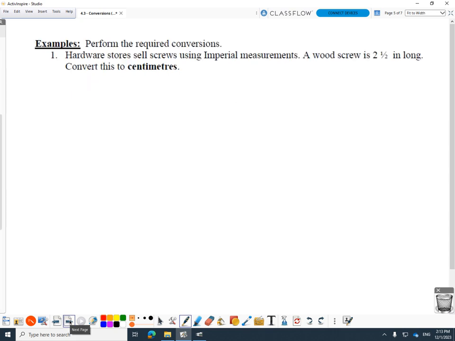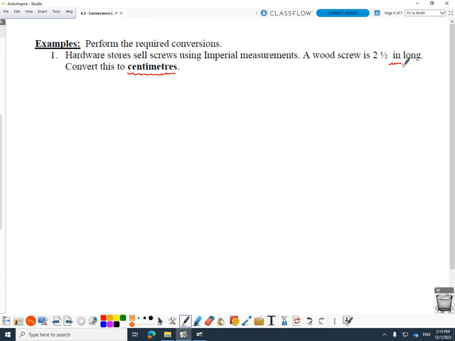Hardware stores sell screws using imperial measurements. A wood screw is 2.5 inches long. Convert to centimeters. Okay, wake back up if you've fallen asleep. Here's what I really want you to be able to do today. When you get a question like this and you want to convert to centimeters from inches, underline both the measurements in the question. That is step 1. Then go to your chart and look around until you find the conversion from inches to centimeters.